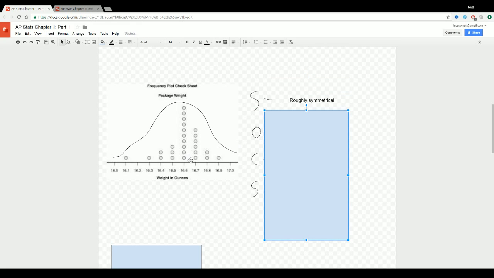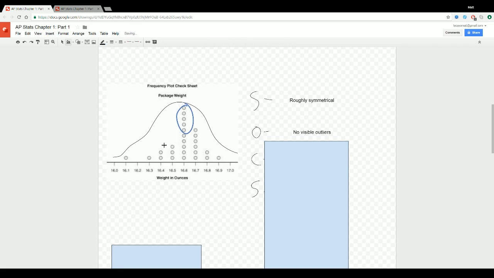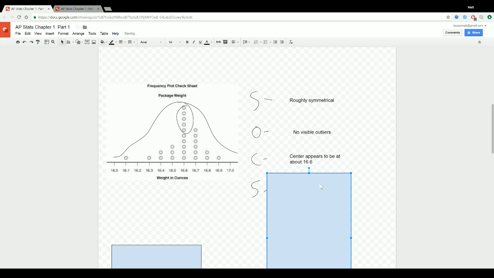So let's look at outliers. Like I said, we don't know how to calculate them yet, but just by looking at this data, it doesn't look like any data is outside of the typical pattern. So I think it's safe to say that there are no visible outliers in this distribution. Next, we can look at the center. This is the median of the distribution. Without looking at too much, I can tell that the center is about right here, where all these numbers are clustered at 16.6 ounces. So I think it's safe to say that the center is about 16.6.